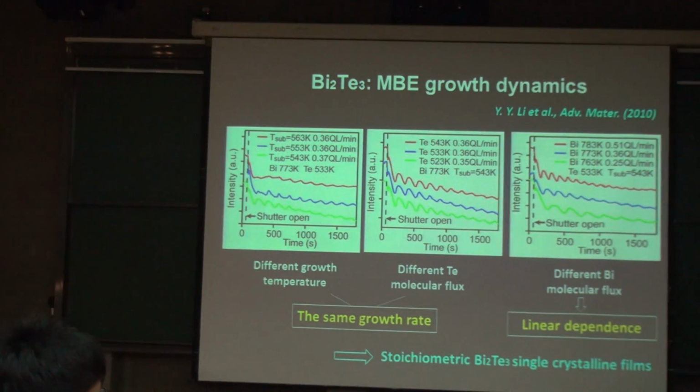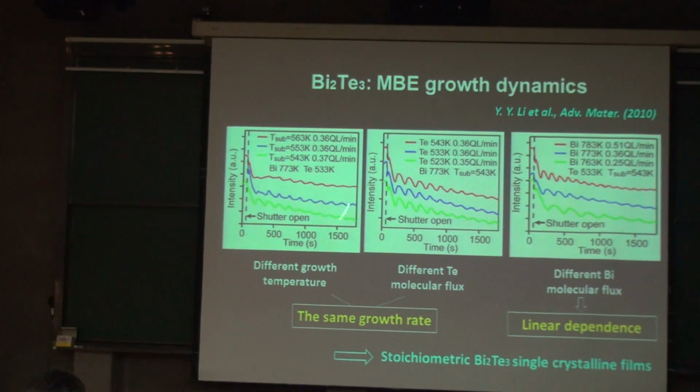So I just mentioned that the growth kinetics of the bismuth selenide is very similar to that for the gallium arsenide because of the similarity in the vapor pressure. To demonstrate that, I asked my student to do the three experiments. By looking at this intensity oscillation, you can really determine precisely the growth rate. So we studied the growth rate as a function of flux ratio of bismuth and tellurium.